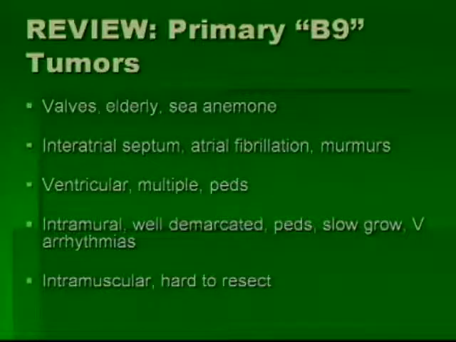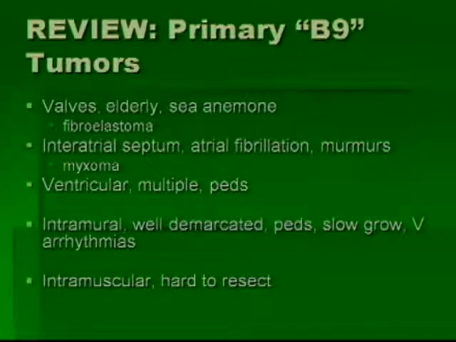So let's review. Primary benign cardiac tumors. Which ones are located on valves, occur in the elderly, and have a sea anemone appearance? Fibroelastomas. Which ones are located in the interatrial septum, can cause atrial fibrillation, 15%, and are associated most of the time with murmurs? That would be myxoma.